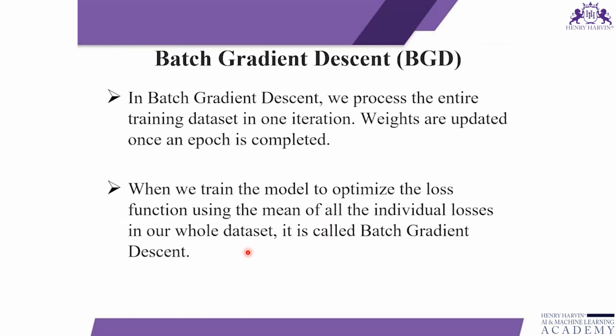When we talk about batch gradient descent, we process the entire training data set in one iteration. So weights are updated once an epoch is completed. When we train the model to optimize the loss function using the mean of all the individual losses in our whole data set, it is called batch gradient descent.